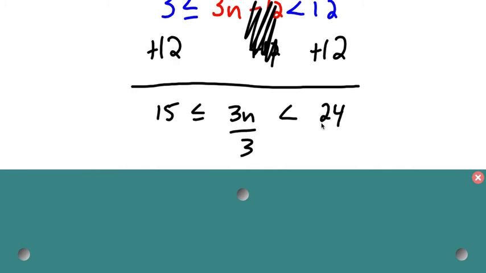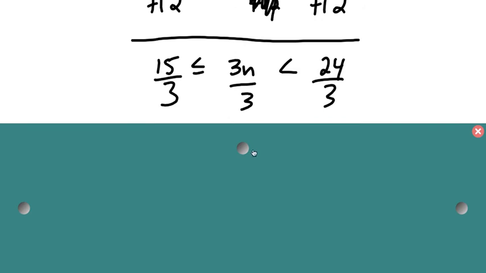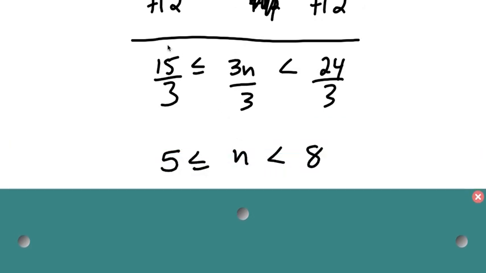So my next step to get n by itself, I have to divide by 3. So we're going to go through and divide everything by 3. Okay, remember you have to do that in all 3 places. So 15 divided by 3 is 5. 3 divided by 3 is 1, so there's a 1n. We just don't write the 1. And 24 divided by 3 is 8.